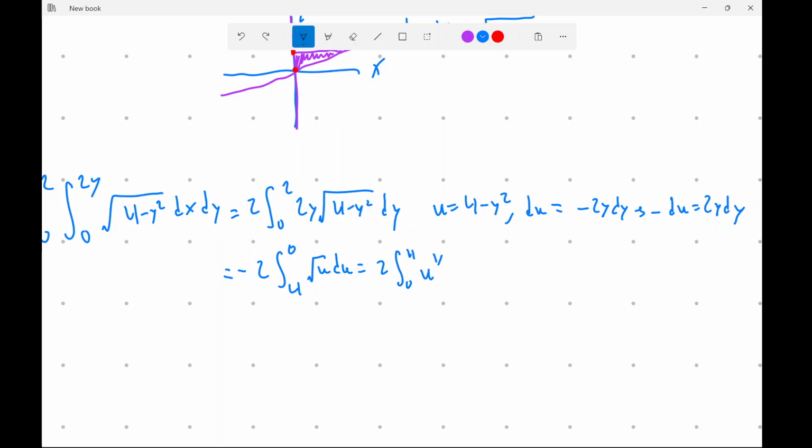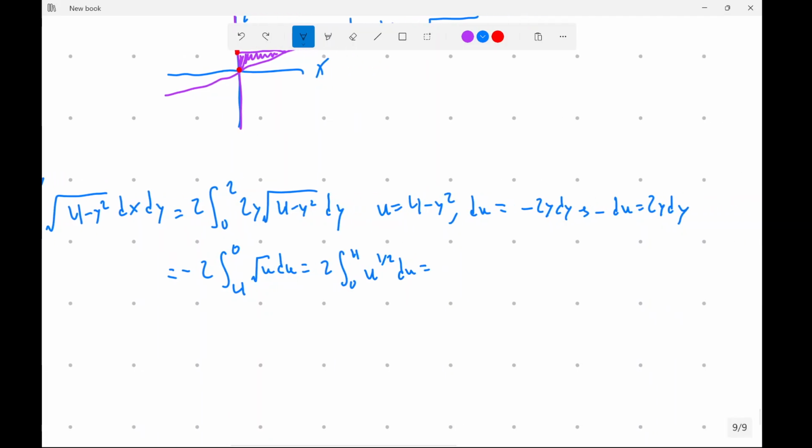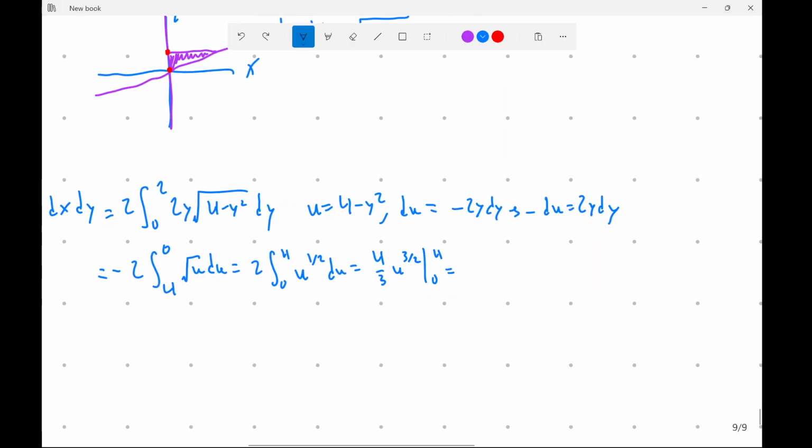And I'll write this as u to the 1/2. Okay, now we just use the power rule. So this will be 4/3 u to the 3/2 from 0 to 4, which is, let's see, 4/3.